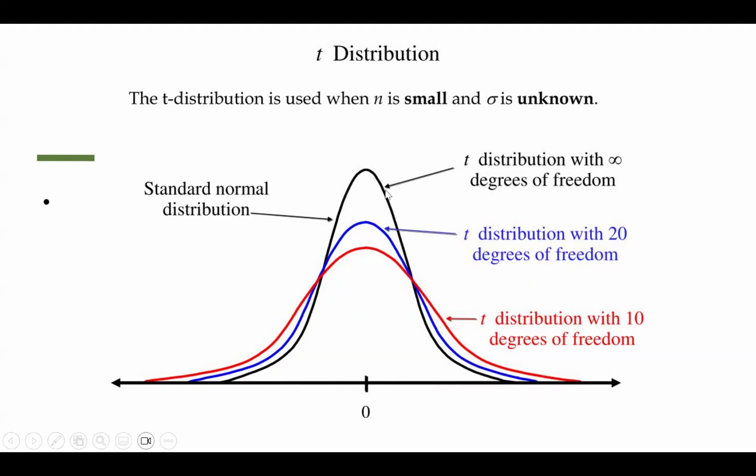And this black line is showing the t distribution with infinite degrees of freedom. So when the sample size approaches a very large size, or infinite degrees of freedom, the t distribution becomes equal to the standard normal distribution. You can see that the black line represents the standard normal distribution, and also the t distribution with infinite degrees of freedom.